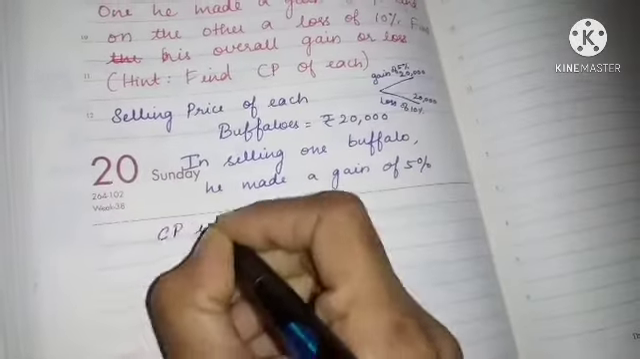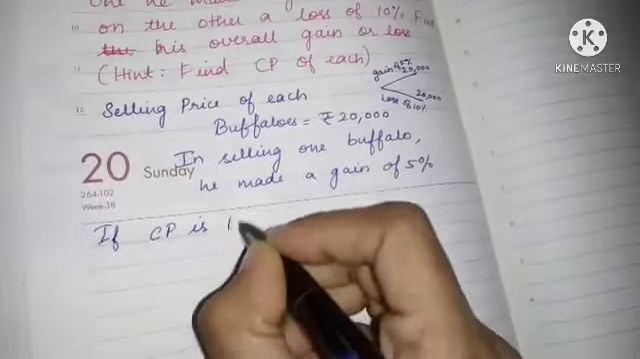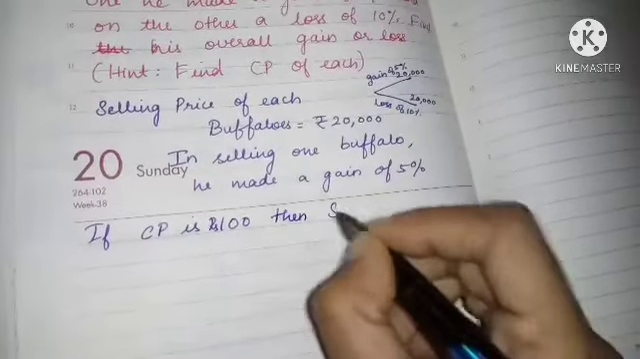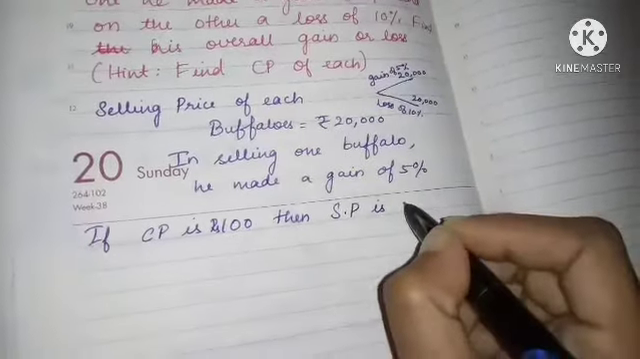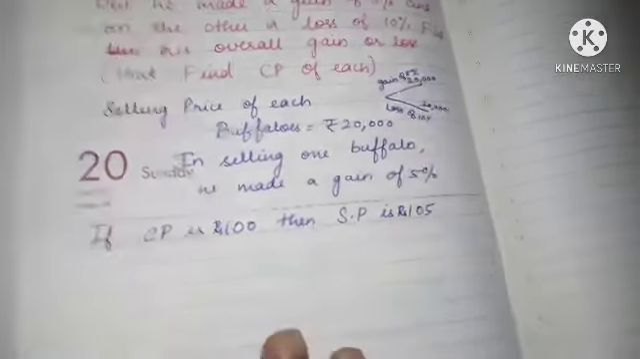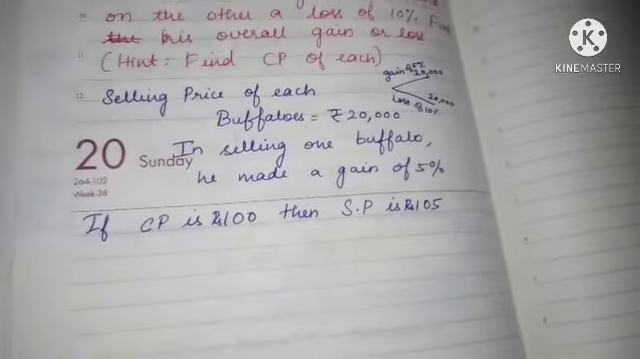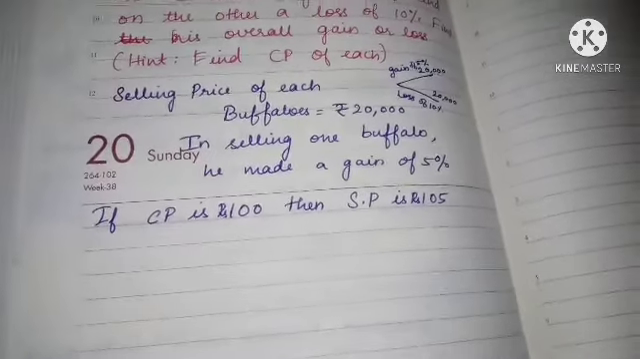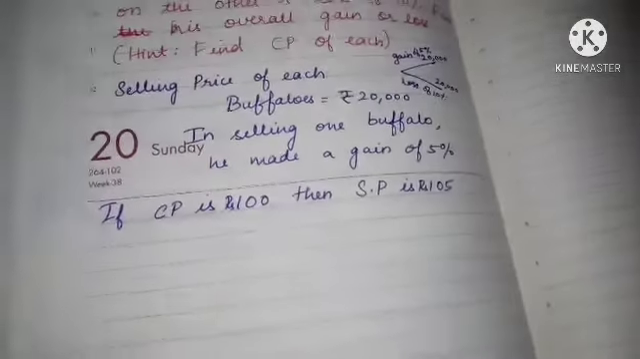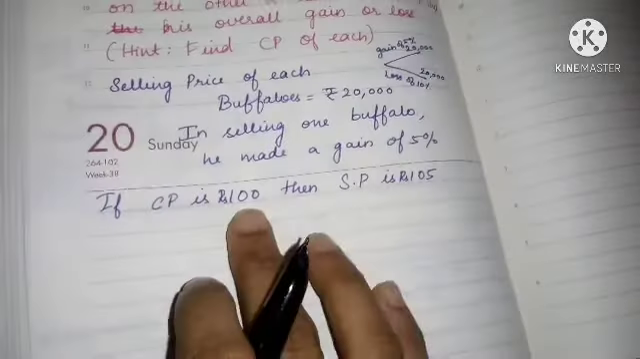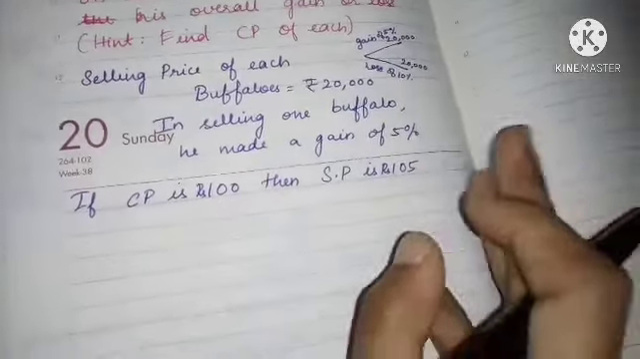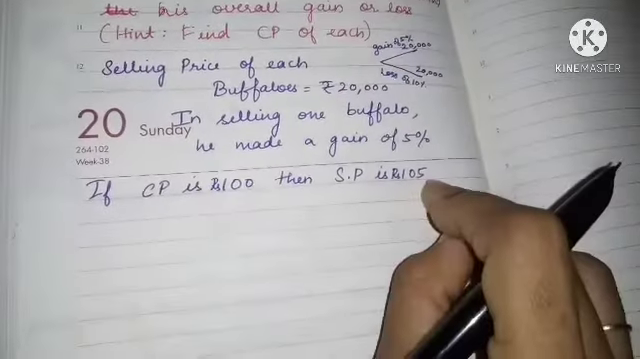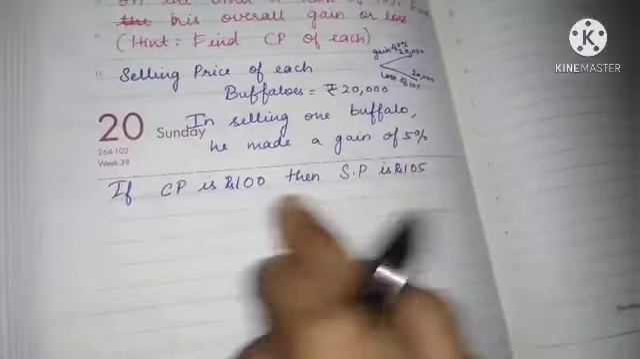So if cost price is 100 rupees, then selling price is 105 rupees. Correct? It is a fact. Okay, so what they are saying, in selling one buffalo he made a gain of 5%. So in that business, cost price 100 rupees means selling price will be 105 rupees, because 5% is included. So 5 rupees will be included here. Correct? So I want to find the cost price.